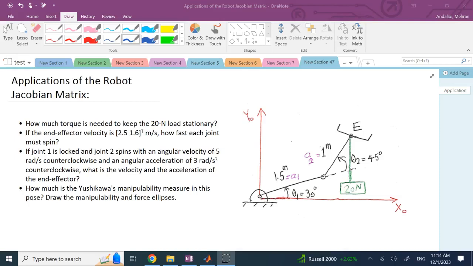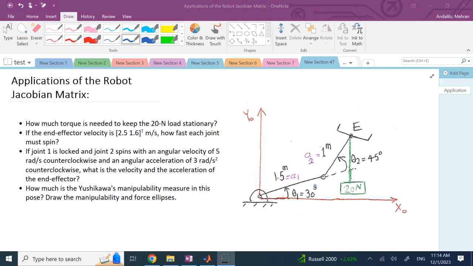Hello everyone. In this video I want to talk about some applications of the Jacobian matrix for a robot. Here, to make life simple, we are dealing with a planar 2DOF robot, and both joints are rotary. The angles right now are 30 and 45 degrees for theta 1 and theta 2, and the link sizes are 1.5 and 1. So here we're going to answer a bunch of different questions.